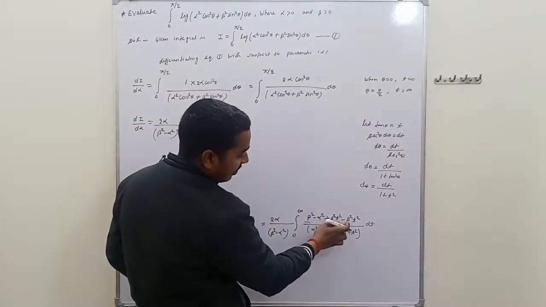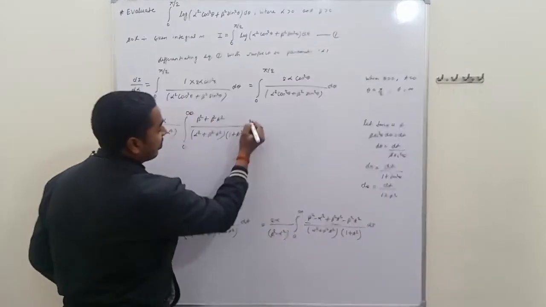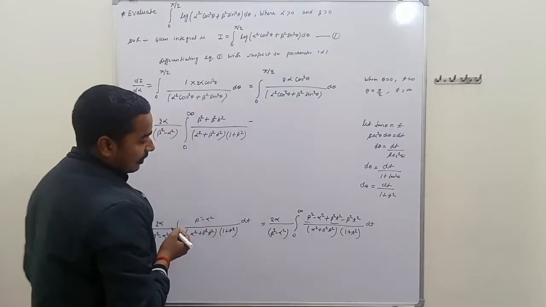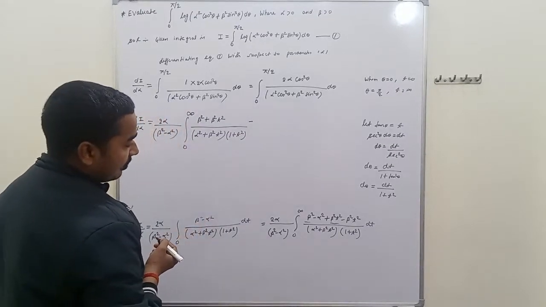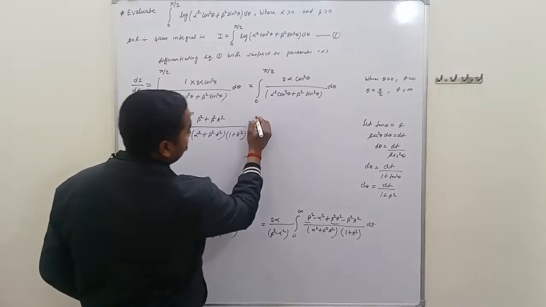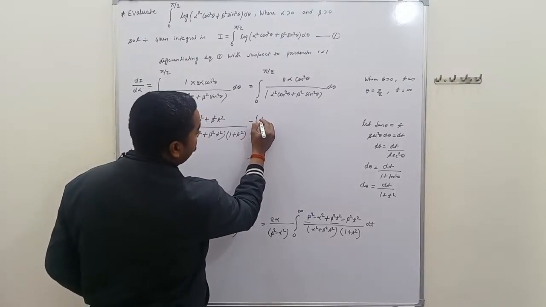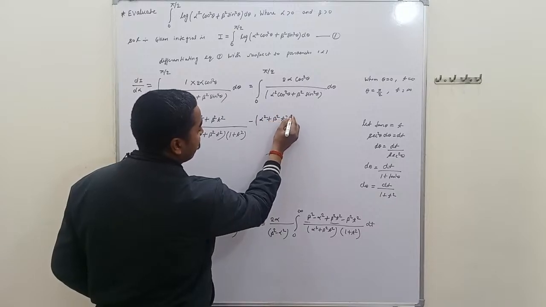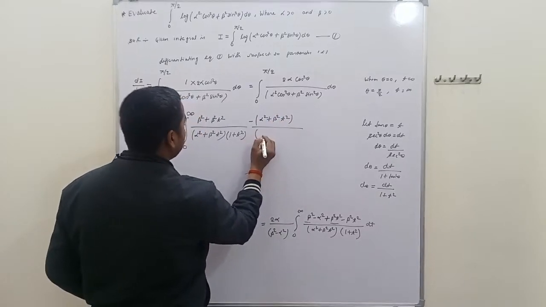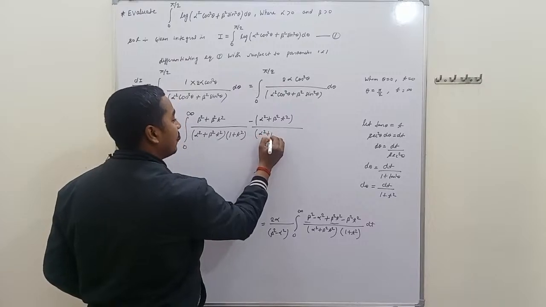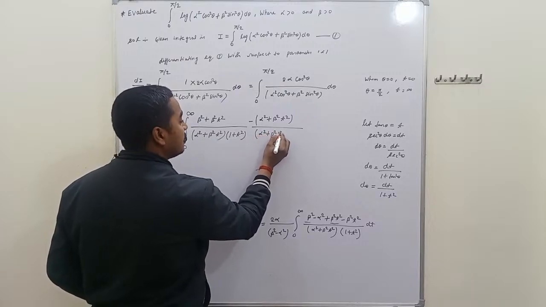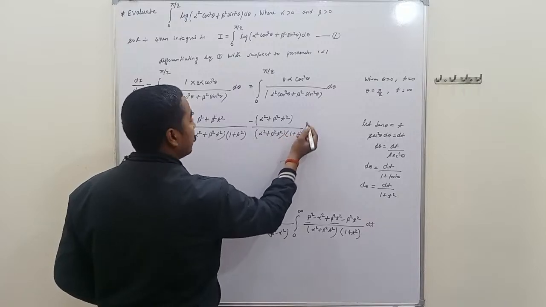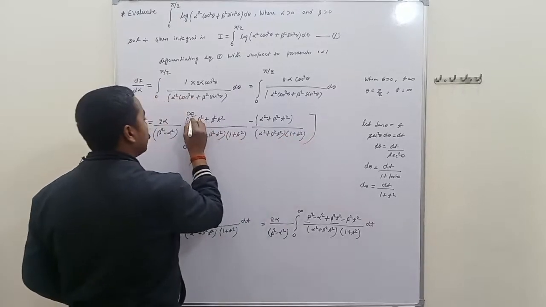of alpha square and minus beta square t square, taking one bracket, it is minus alpha square beta square, taking the minus common, that is alpha square plus beta square into t square upon alpha square plus beta square into t square, and another bracket is 1 plus t square. This is given by dt.